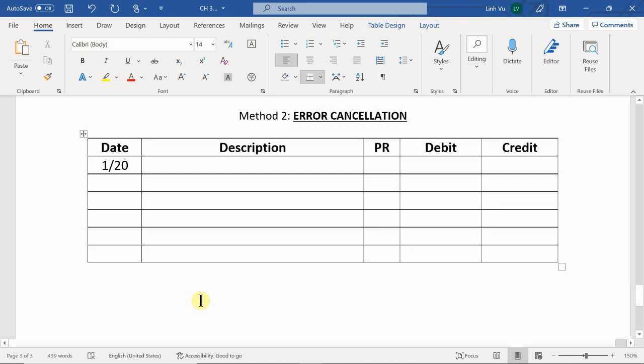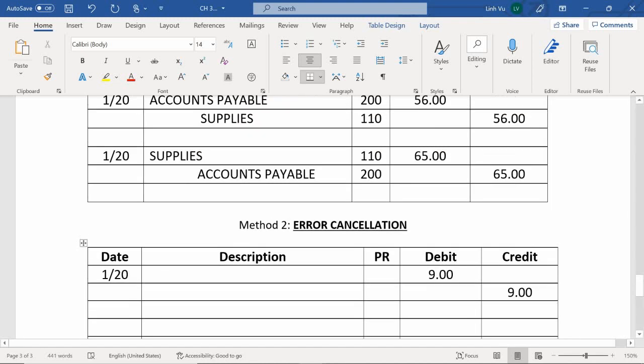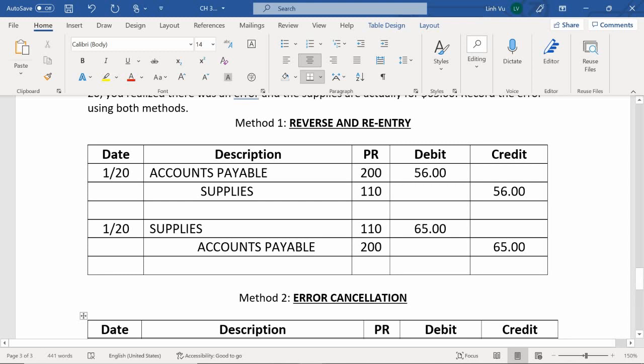No, you do accounts payable, or wait. Okay. Let's first determine the difference between the $56 that you originally recorded and the $65 that you should have recorded. What's the difference between the two? $9. It's a $9 difference, right? Now we need to understand: am I short supplies or do I have too many supplies? Do I owe more money or do I owe less money? I owe more money.